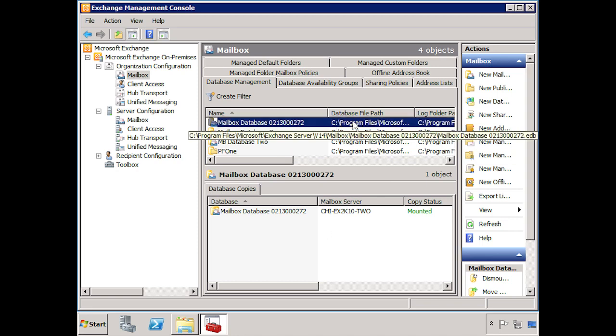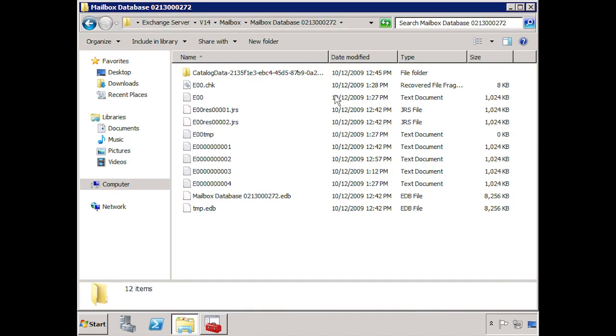You can see up here that the database file path links off to Program Files, Microsoft, Exchange Server, Mailbox, Mailbox Database, and so on. So if we go over to our folder structure, you can see that I've already navigated to it for the sake of time. But the goal here is to take a look at the database and the transaction logs. So here's what we see. We have the mailbox database right here.